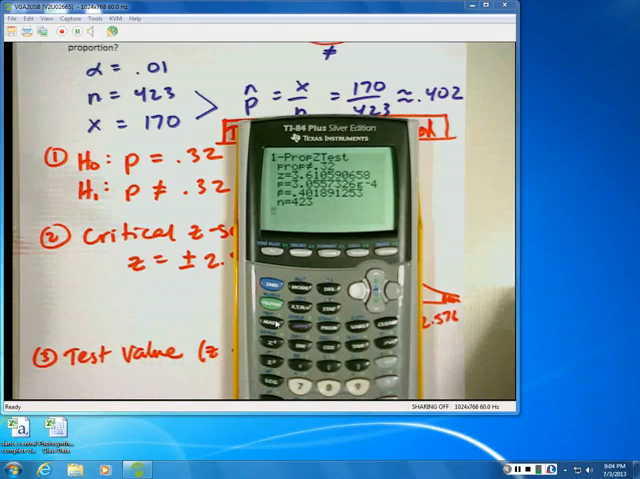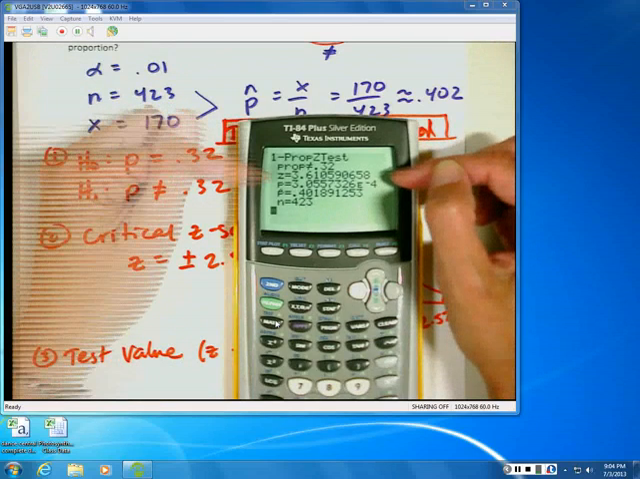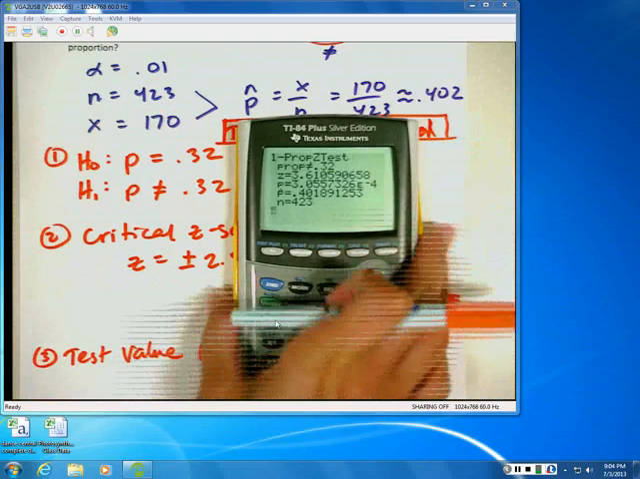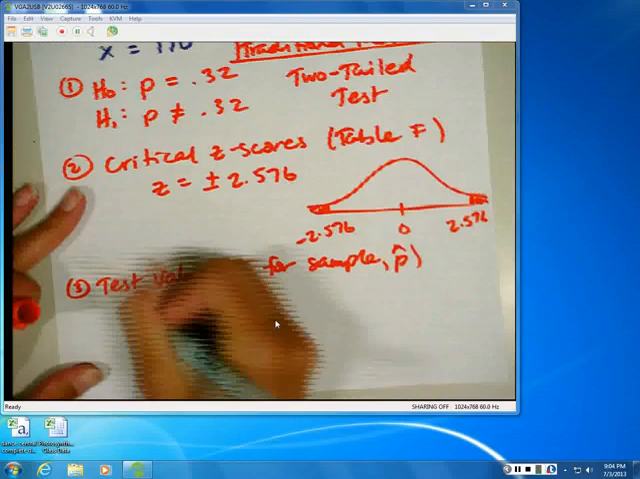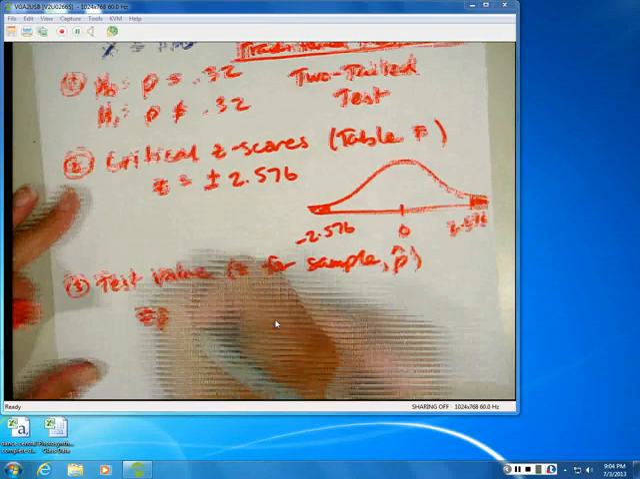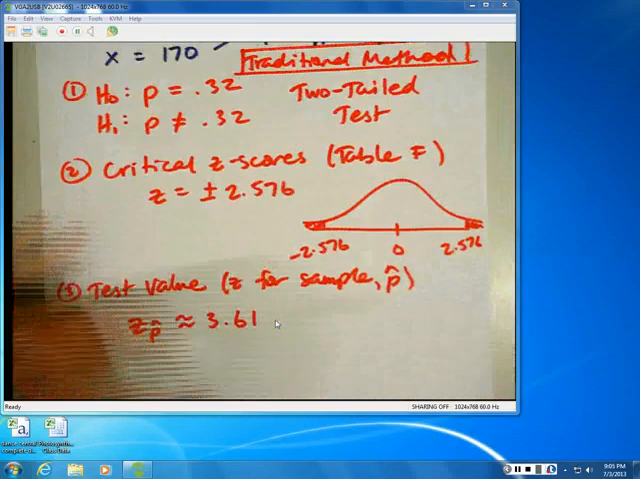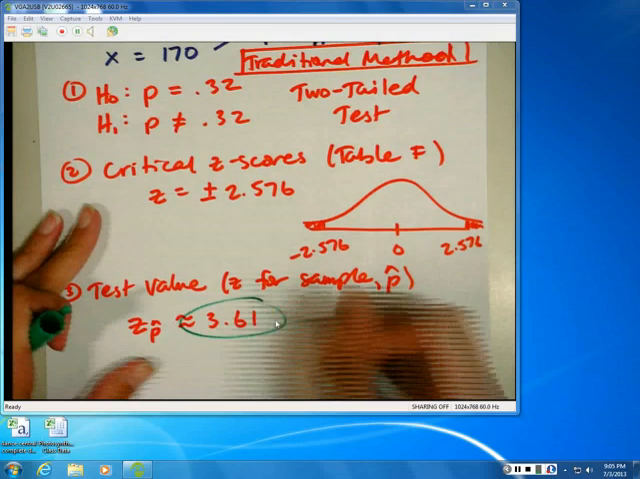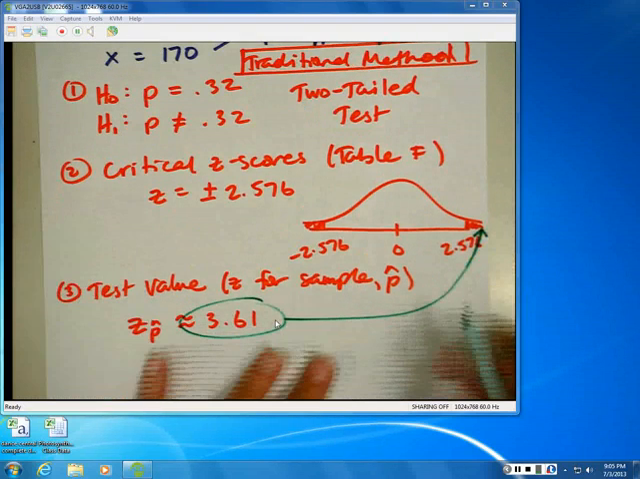We're doing a traditional method, so I want the first value, which is my z-score. That test value z is 3.61. So the z-score for my sample proportion is 3.61. Okay, 3.61, where does that live? 3.61, that lives way over here, well inside my rejection region.